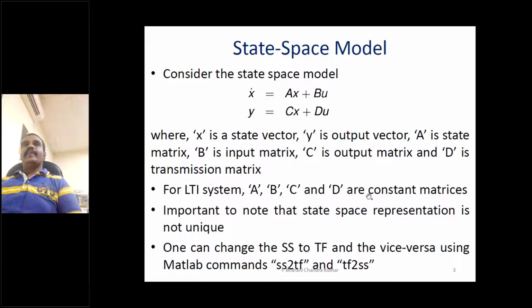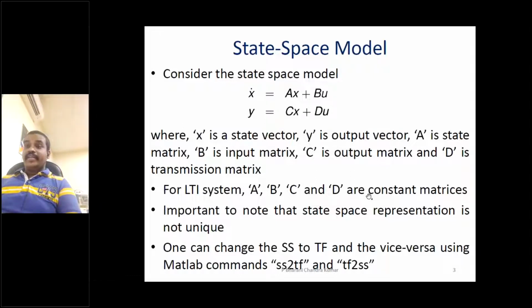If it is a linear time varying system, if the system varies with respect to time, then A, B, C, and D will be time varying. The elements of these matrices could be time varying functions, like instead of one, it could be t plus two or t square and so on.